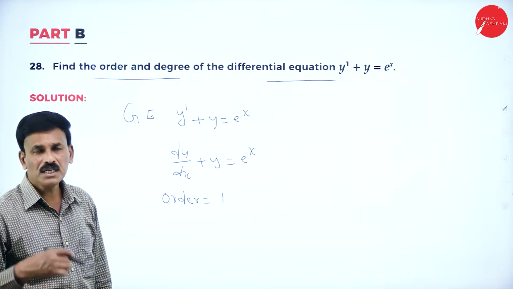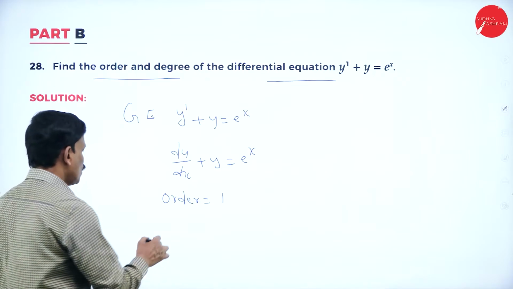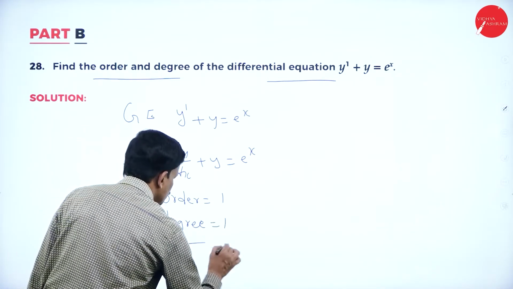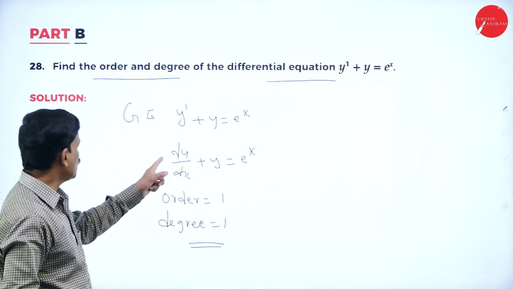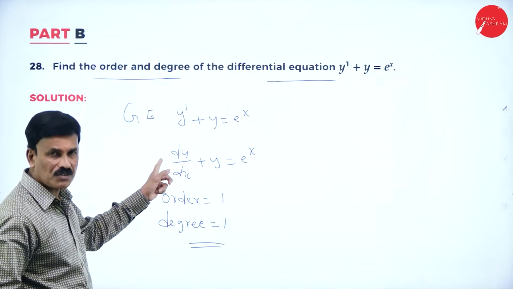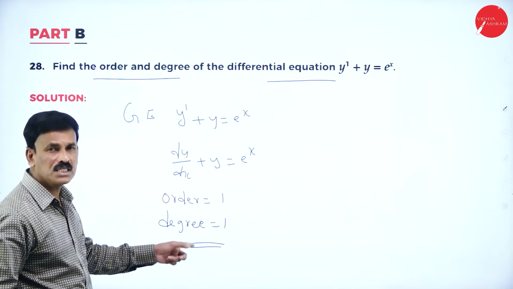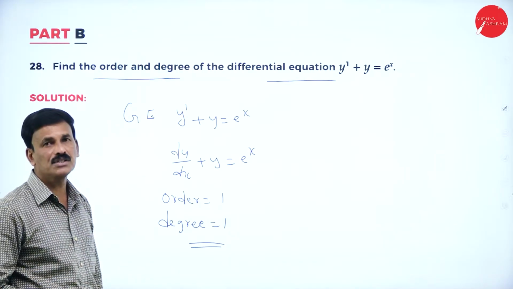And what is the degree? The power of the highest order derivative is called the degree. Now, what is the degree here? What is the power for this highest order? That is equal to 1. So, order is 1 and degree is equal to 1. The highest order is the first order derivative. Therefore, order is 1 and the power for this is 1. So, order is equal to 1 and degree is also equal to 1.